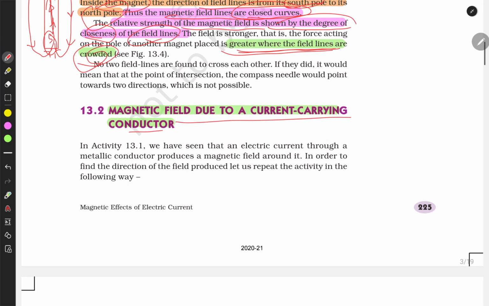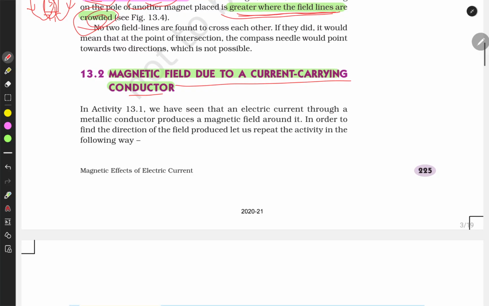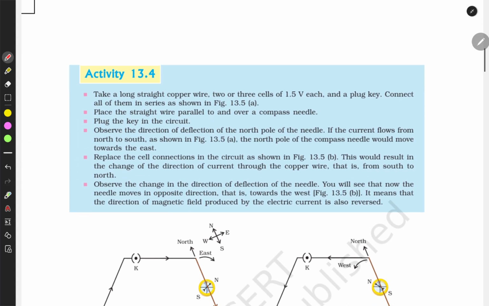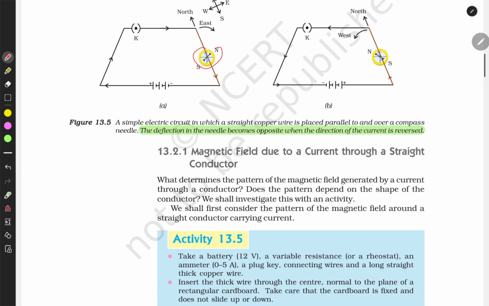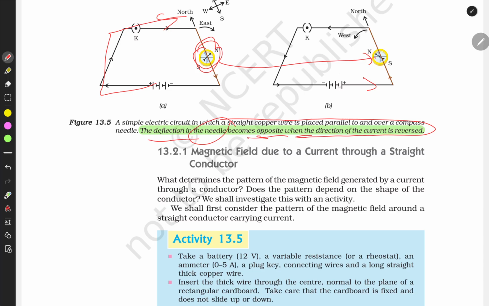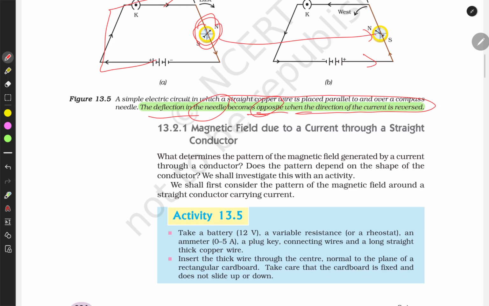Magnetic field due to a current carrying conductor. A current carrying conductor creates a magnetic field. We discussed above that the deflection of the needle happens in the opposite direction when the direction of the current is reversed. We did an experiment where we put a compass here and flowed electricity like this, and in another circuit we flowed electricity in the opposite direction. What we observed was that the compass needle deflected to the opposite side.